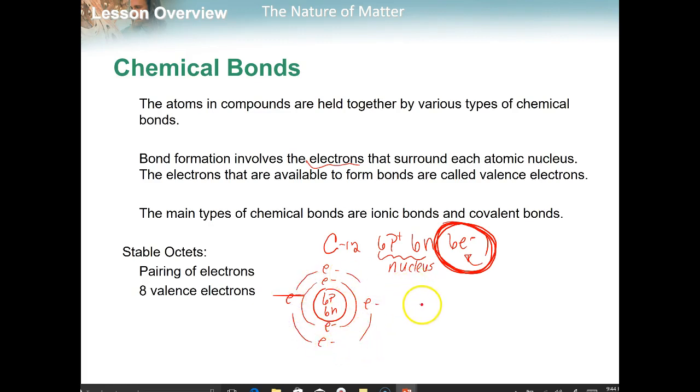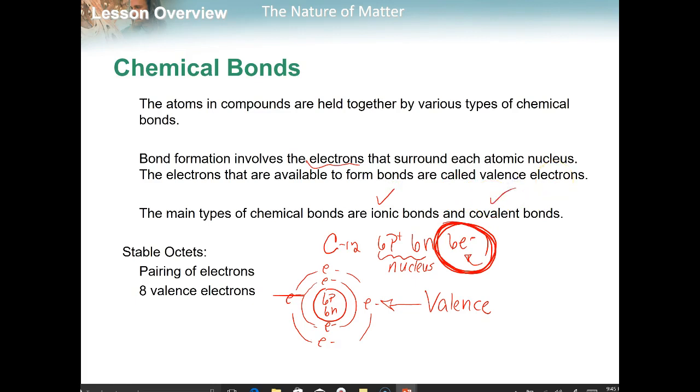Okay, the ones that are going to be bonding are going to be these outermost electrons, and they are called valence electrons, because they're the electrons that are in the outermost energy level. Each one of these is considered, this is one energy level, this is another energy level. And we can have multiple energy levels that the valence electrons can be in. So we have 2 types of bonds that can form between those valence electrons: ionic bonds and covalent bonds.